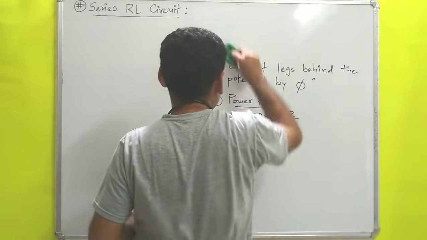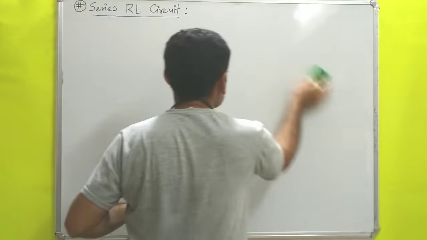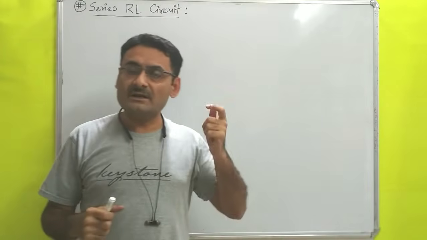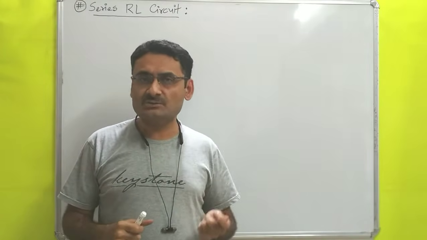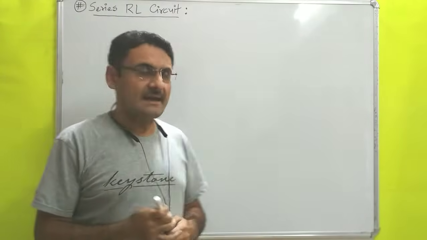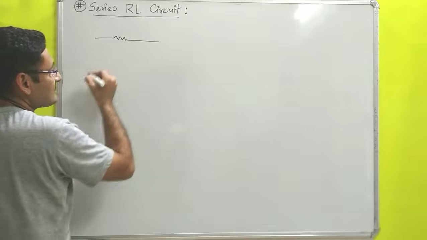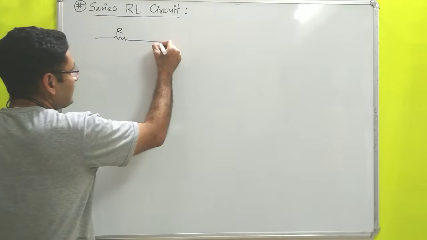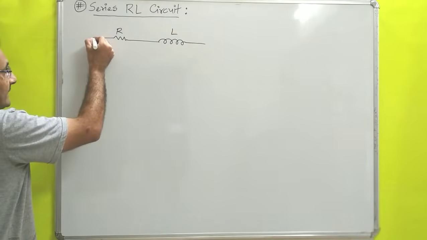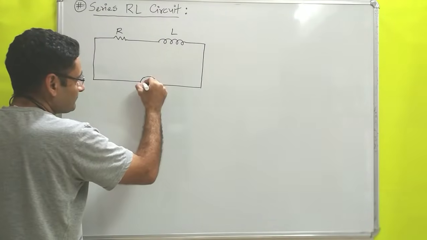First of all, we will understand what a series RL circuit means. It is a circuit in which one resistor and one inductor are used, and both are connected in series with each other. For example, if I want to draw it, firstly we take one resistor whose resistance is R, then we take one inductor whose inductance is L, and both are connected in series with one alternating voltage source.